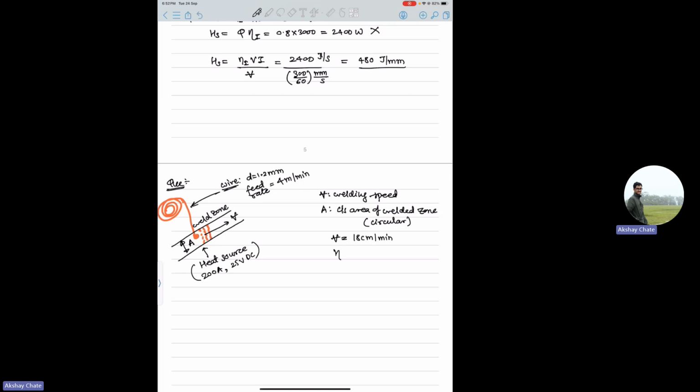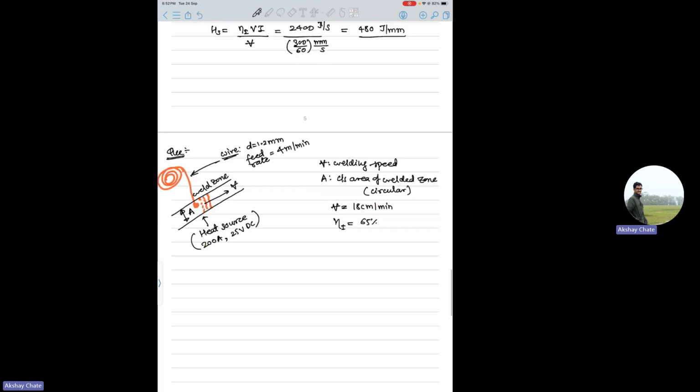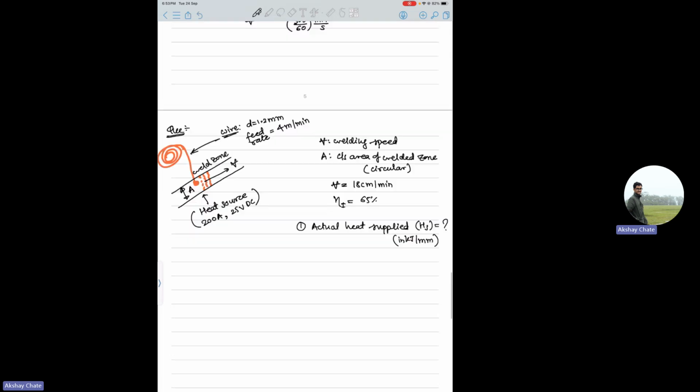Okay, and they have given this heat transfer efficiency, which we are calling efficiency 1, as 65. So you need to find two things. First is the actual heat supplied, so basically HS, in kilojoule per mm. Again, here it is not kilowatt, so life is not that straightforward.